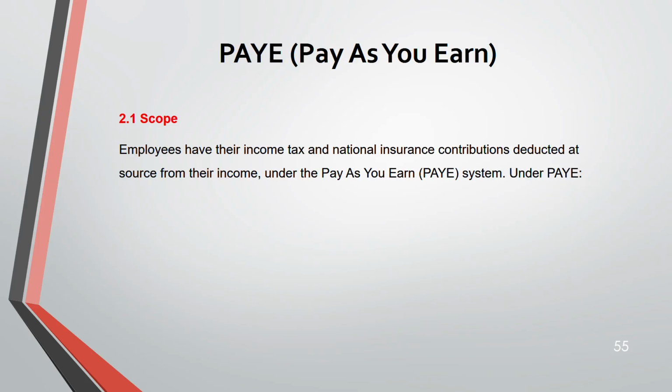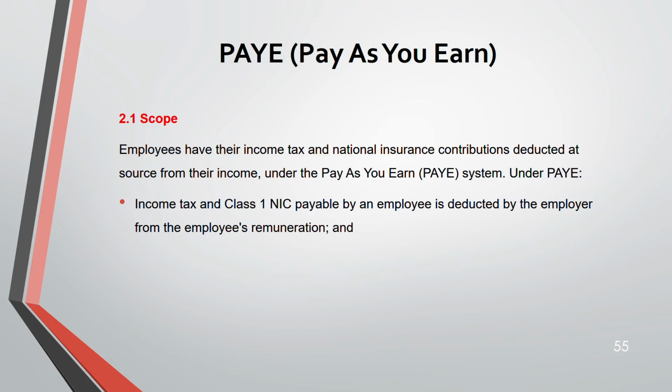Employees. Okay, mostly it is employees. Why? It will impact them. Why? Because their income tax and their national insurance contributions are deducted at source from their income. And this deduction from their source of income is known as pay as you earn. The moment you earn it, it's paid. So under PAYE, what is done?